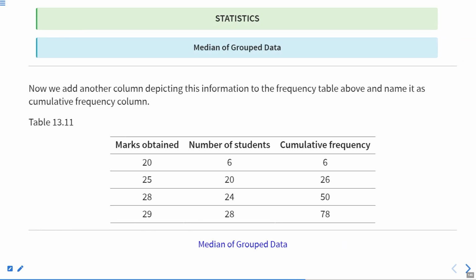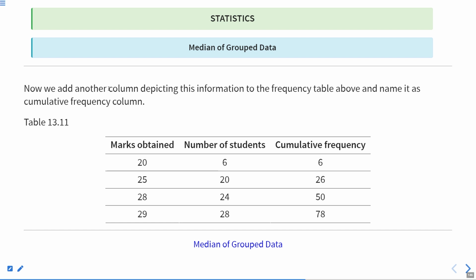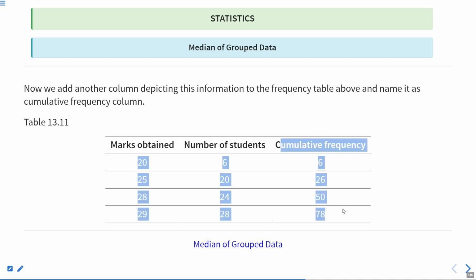Now we add another column depicting this information to the frequency table above and name it the cumulative frequency column. So we added this column.